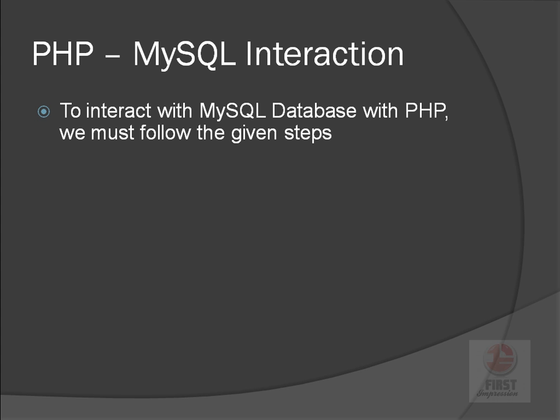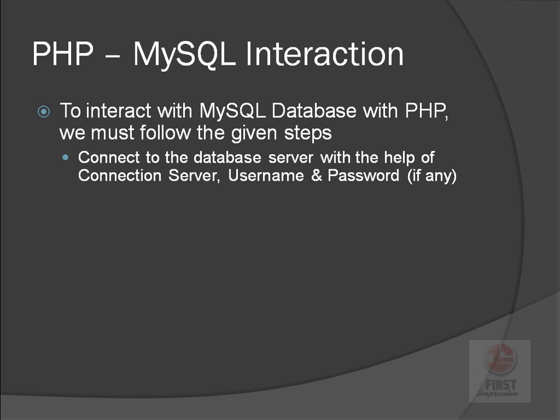To interact with PHP MySQL, we should follow the given steps. Step 1 is that we must connect to the database server with the help of the connection server, the username and the password. Now you have to first appreciate the fact that PHP code might be in a different place and the MySQL database might be in a different place. The MySQL database will be inside a server, and the PHP code will be inside a server. From the PHP code, you have to give the name of the connection server where the MySQL database is present. And this MySQL database is a very secure database, so you have to have a username and a password.